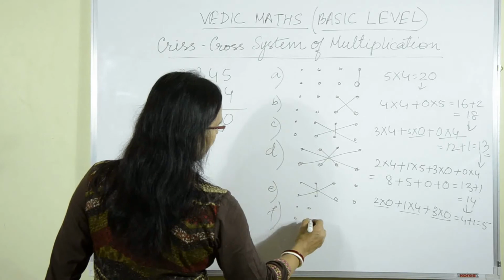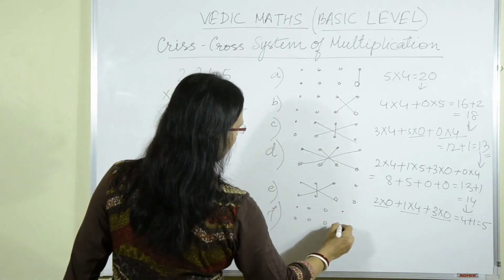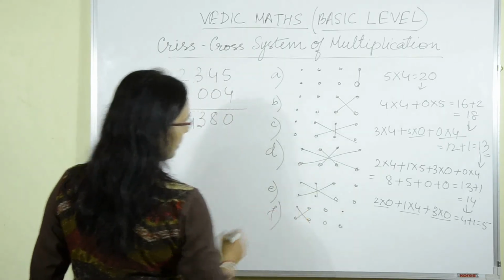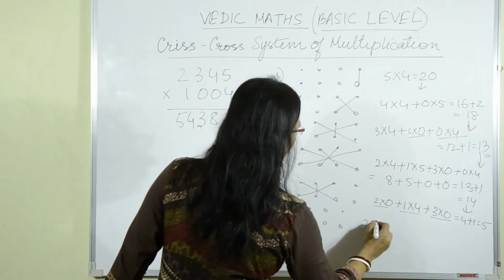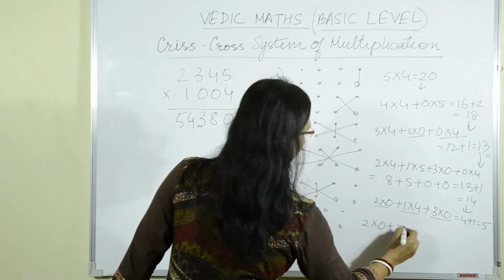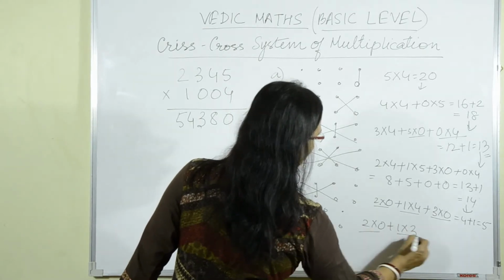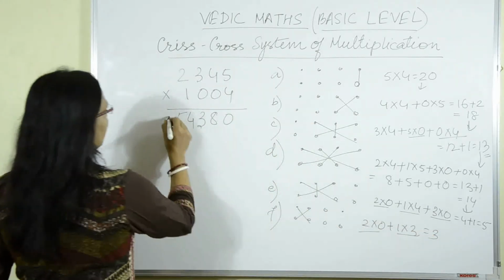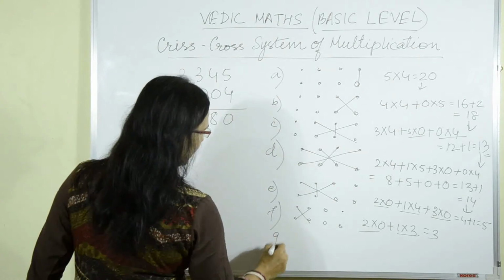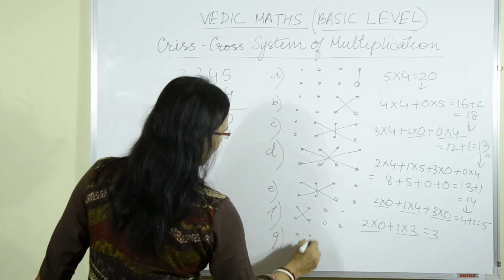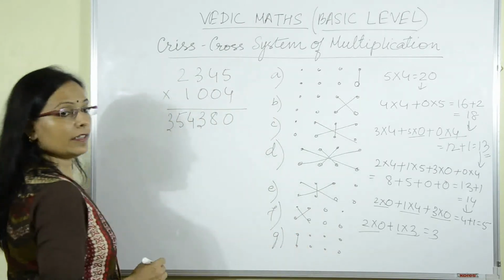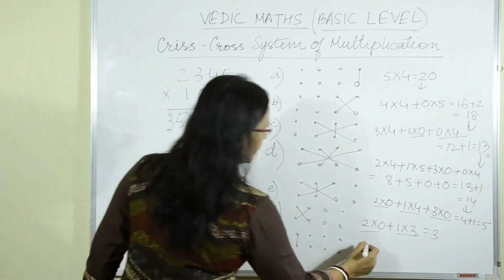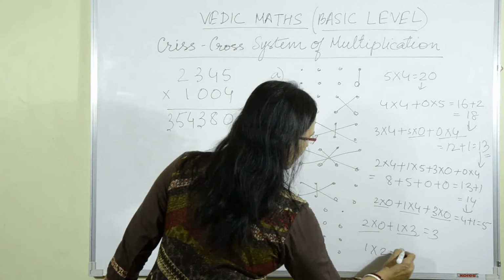Next, the sixth step is multiplying these two numbers in the crisscross way and then adding up. So I have 2 into 0 plus 1 into 3. While this part is 0 and this is 3 only. I am adding 3 here, and now finally I have come to the last part of this solution where I need to multiply these two numbers. 1 into 2, that is 2.